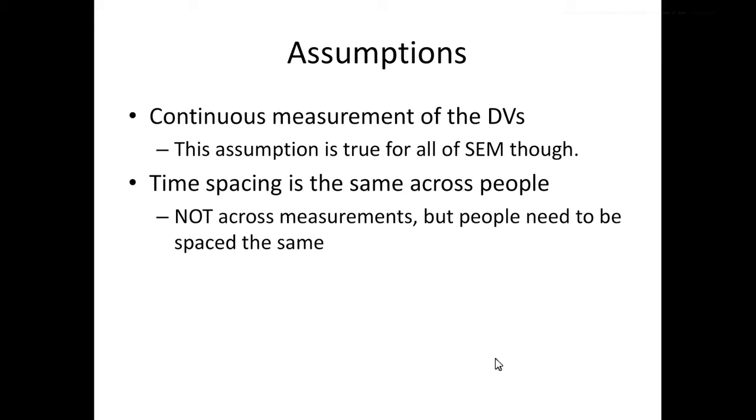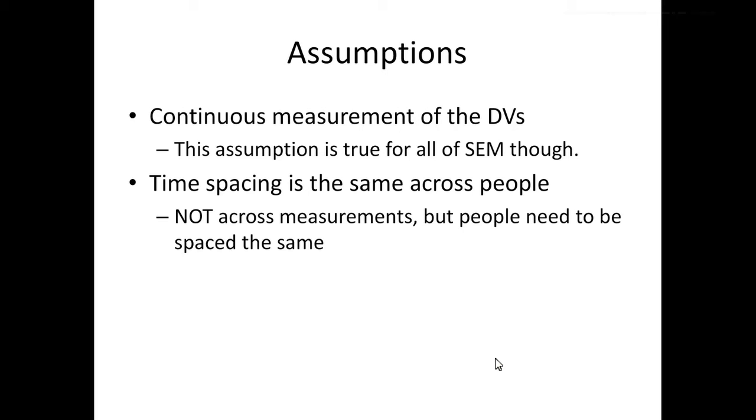So some assumptions. This is actually true of all structural equation models, that the latent variables are continuous, but also in this particular example, the manifest variables are continuous. So the continuous measurement of the DVs if we're going to continue to use maximum likelihood estimation. And then the big one is that the time spacing is the same for people, not for time points. So you could test people at baseline, right? Go 2 weeks, and then the next one be 4 weeks. So that's an uneven time spacing, but that's for the levels. The spacing for people needs to be the same.